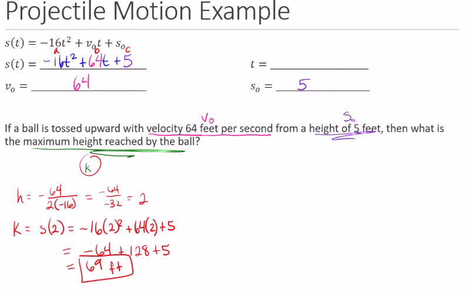And by the way, what h represents, even though they're not asking for this, is how much time it takes to reach the maximum height. The h is the x coordinate, or in this case, the t. So 2 seconds is how long it takes for the ball to reach the maximum height, and the maximum height is 69 feet.